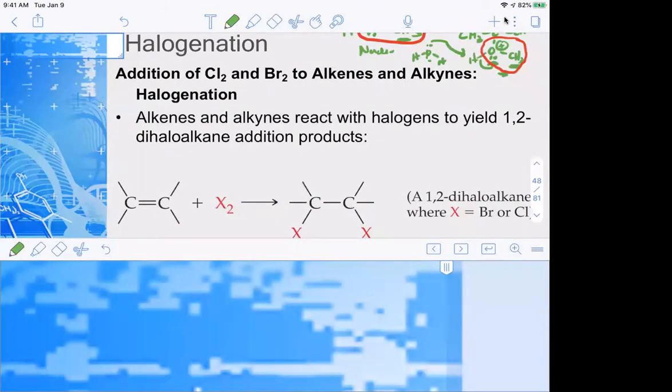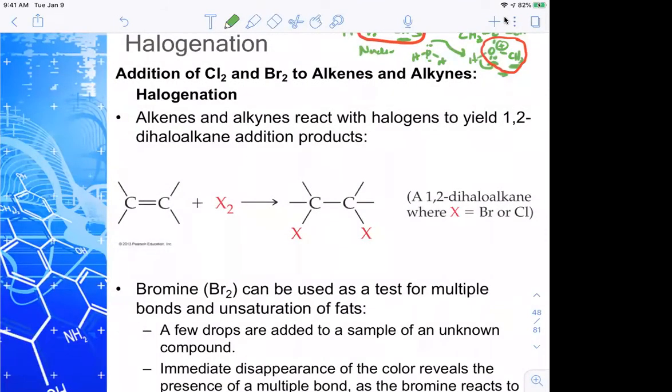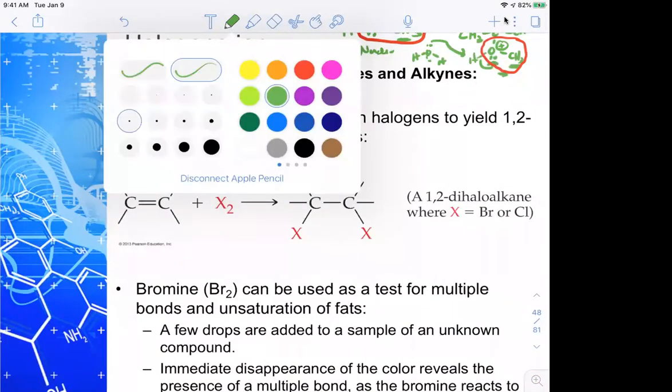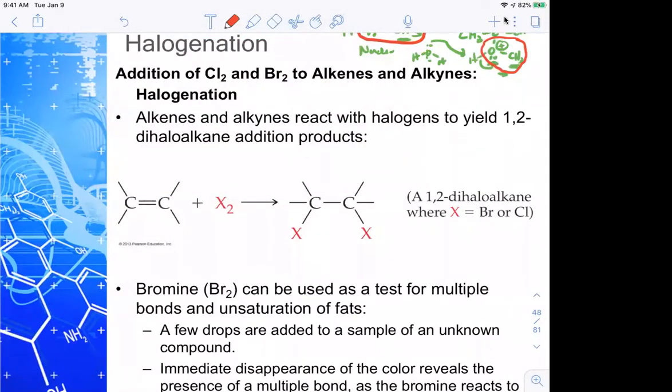Okay, so halogenation is the addition of a halogen. And the halogens that we're going to really focus on are going to be chlorine and bromine. And the good news is these are symmetrical reagents. Right? I either have Br2, or I have Cl2. And I'll put in all my lone pairs because I like to in my Lewis structures.